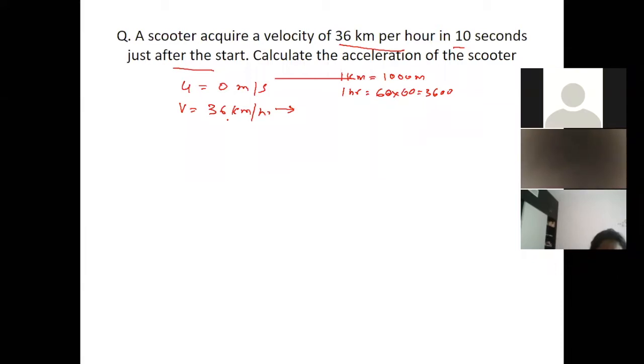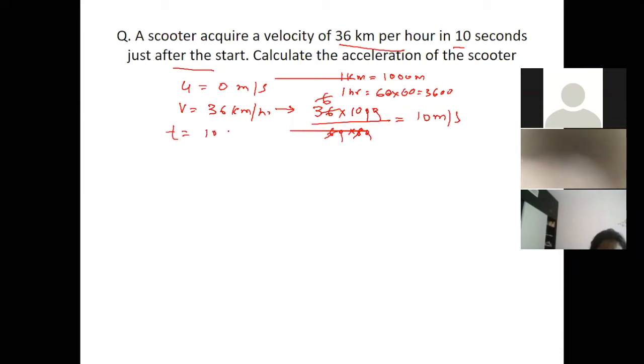Ananya, how is the 5 by 18? See, 36 into 1000 converts into meter, and in hours 60 into 60. Okay, 1 0 cancel, 1 0 cancel, this 6 and this 6 cancel, so 10 meter per second, and time t is 10 seconds.